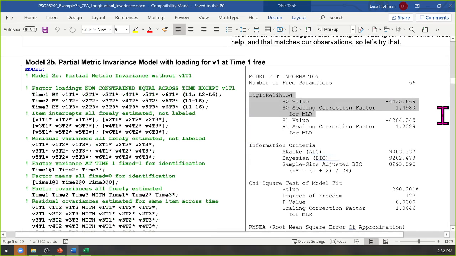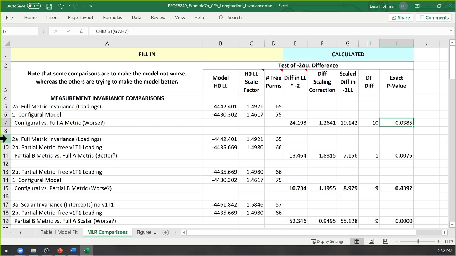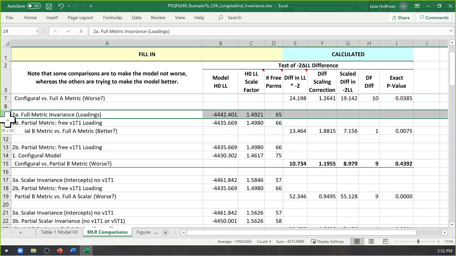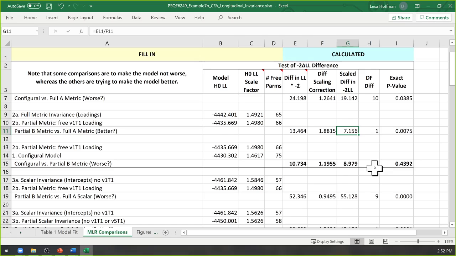So I take my new H0 log likelihood, go find my handy dandy calculator, and I can do 2 different tests with it. First test I'm going to do for demonstration purposes is to see if my effort helped. So did releasing that one loading help? Relative to the model where they're all fully constrained, which is 2A, my model that has the free loading for time 1's item 1 resulted in a chi-square improvement of 7. So yeah, that did help.